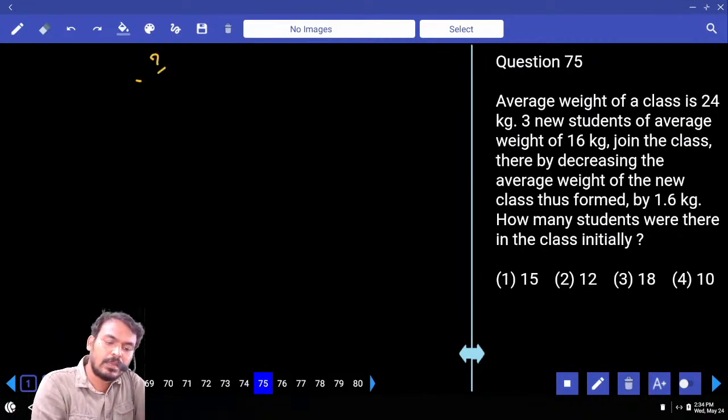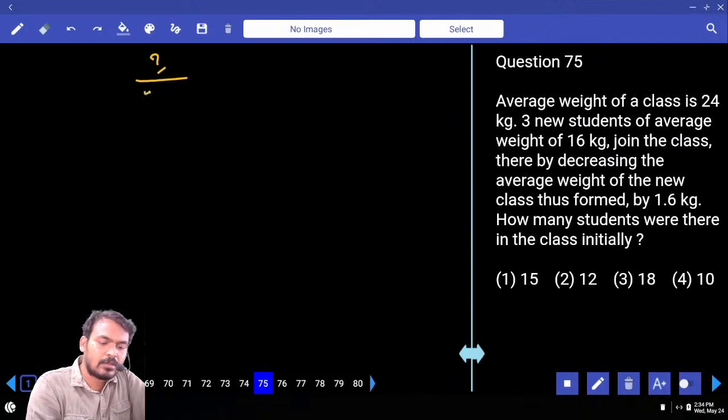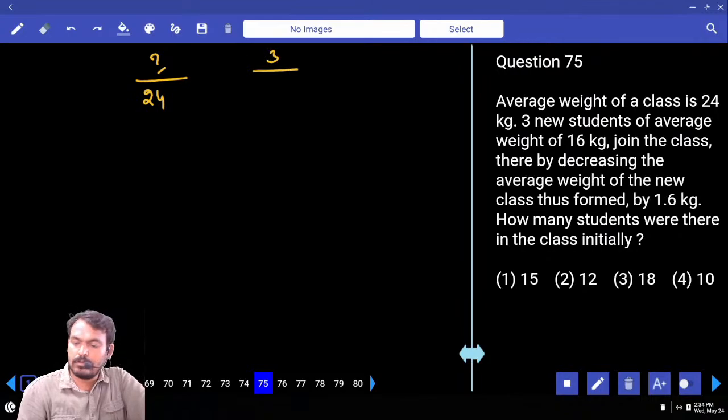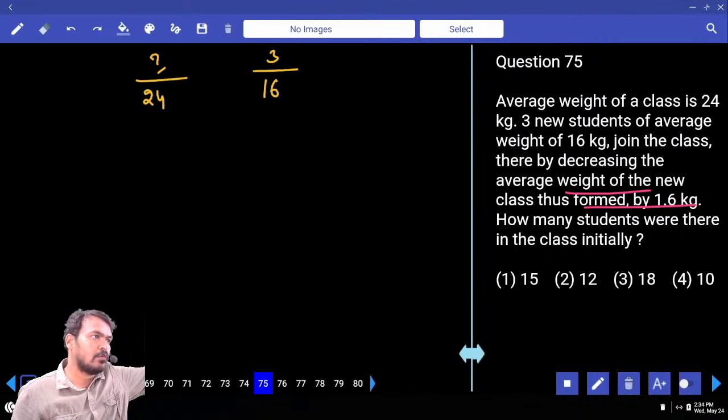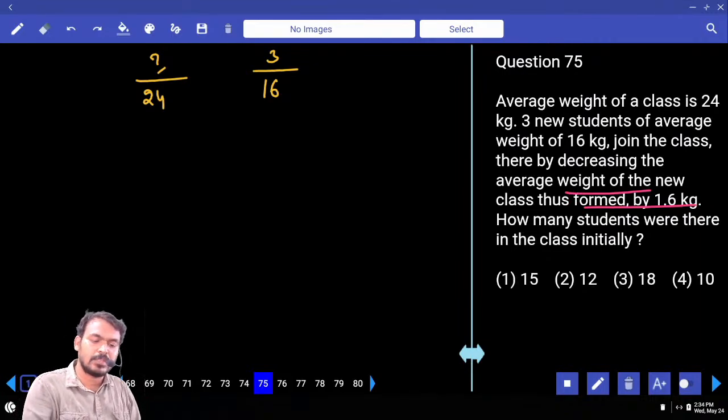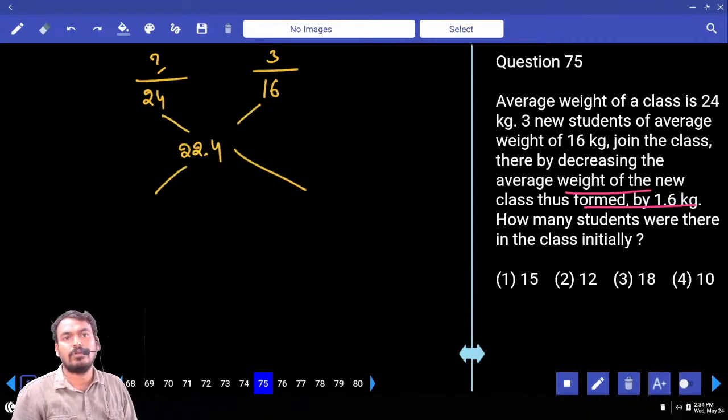Initial number of students are unknown, though the average is 24. How many students are we adding? 3 students. What is the average of the 3 students? 16. After adding 3 students we get the total students, but the total students' average is decreased by how much? 1.6. Before it was 24, 1.6 decreased means 22.4. The 22.4 is the average of all the students.